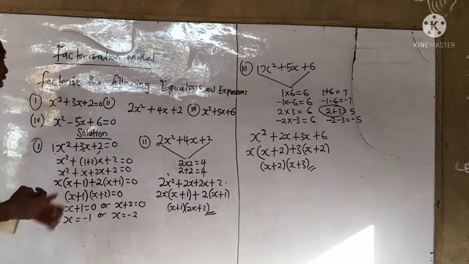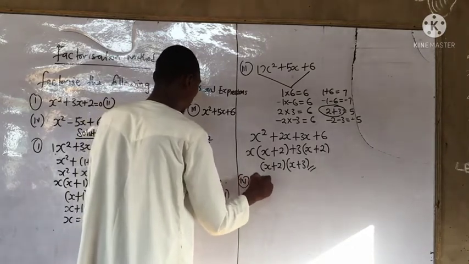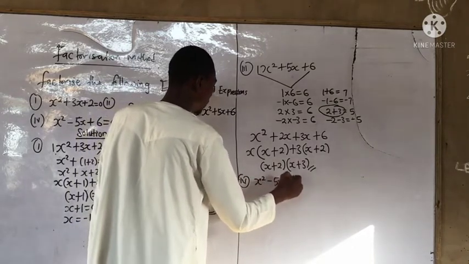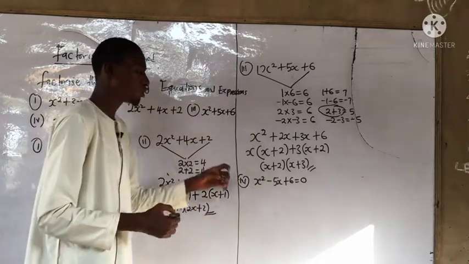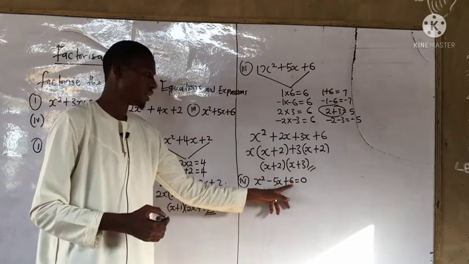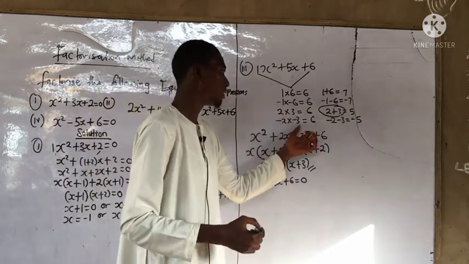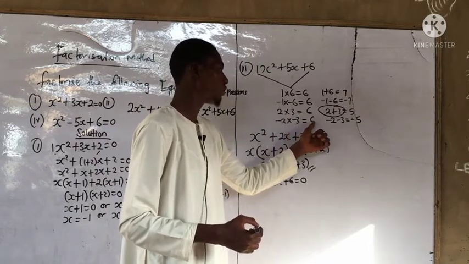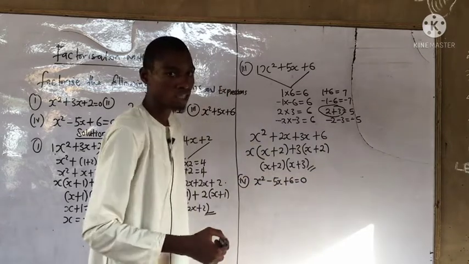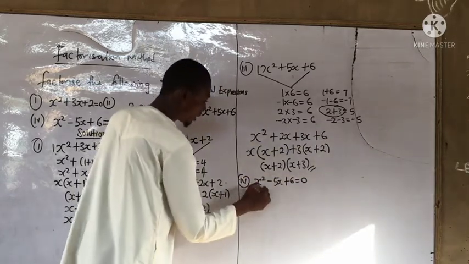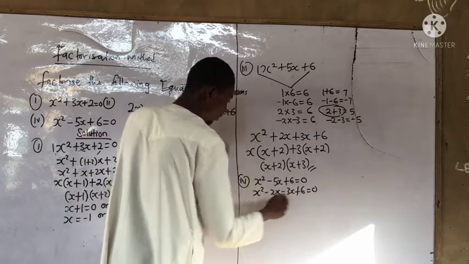Okay, let's continue. The last question, which is the quadratic equation, we have x squared minus 5x plus 6 equals 0. So we need two numbers whose product is 6 and whose sum is minus 5. We've had something like this before. Minus 2 and minus 3 give us 6 when you take their product, and minus 2 minus 3 gives us minus 5 when we take the sum. So now this gives us x squared minus 2x minus 3x plus 6 equals 0.